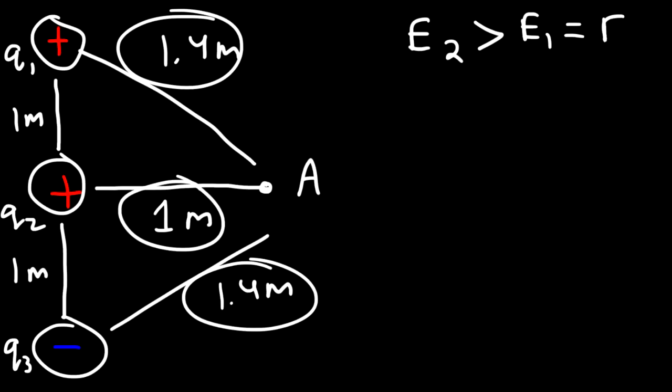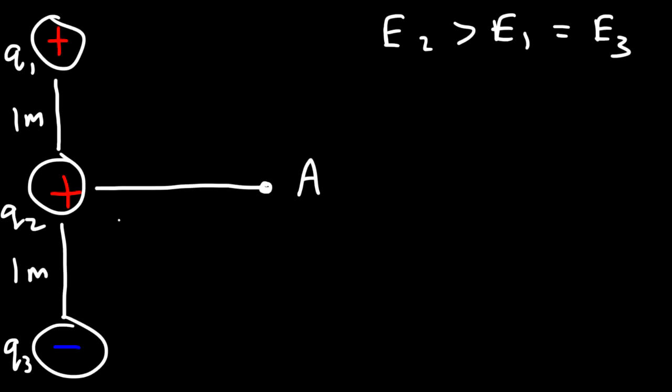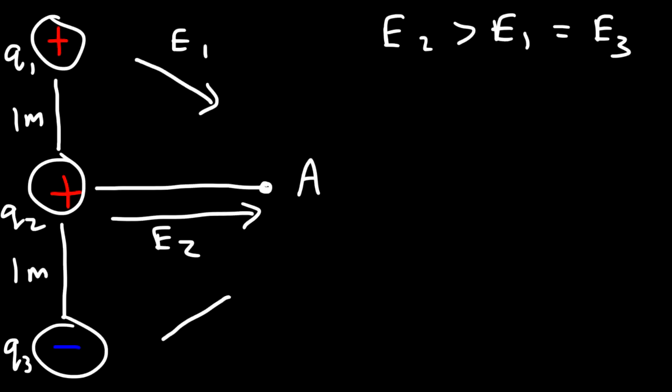Let me just delete this first. That's going to give us a good idea of how long we should draw the relative vectors. We said E2 is greater than E1, and E1 is equal to E3. So we're going to say that E2 is about that long. E1 is going to have to be shorter, and E3 will also be shorter, but the same length as E1.